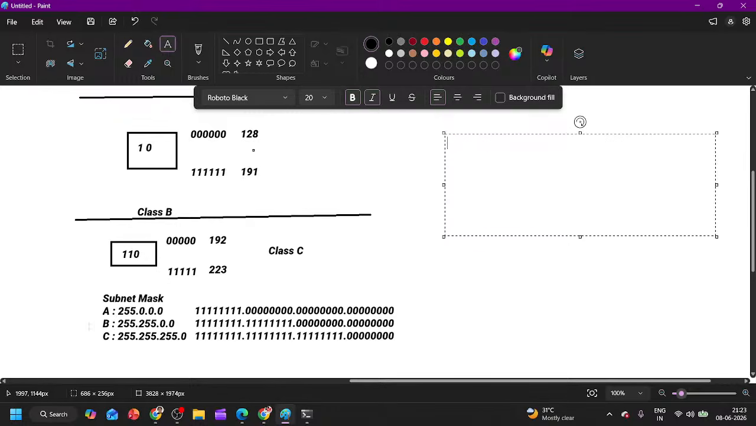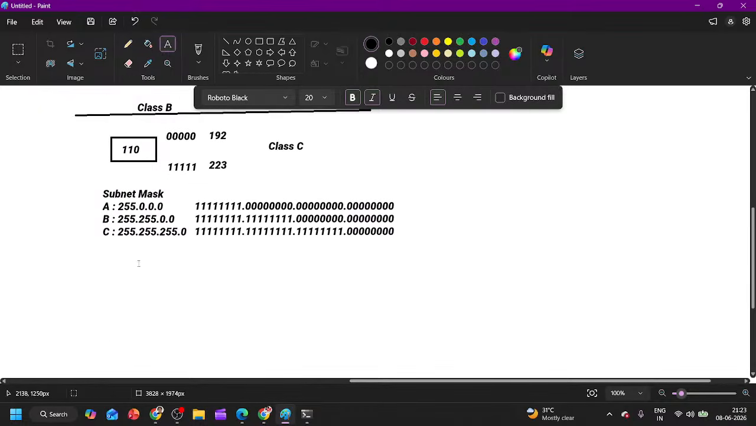Good, go ahead. So now the next thing, which is very important: in class A we have 8 network bits and 24 host bits. With the help of network bits, you can design multiple networks, and with the help of host bits, you can assign IP addresses. You get the actual IP address which you can configure on the host machine.